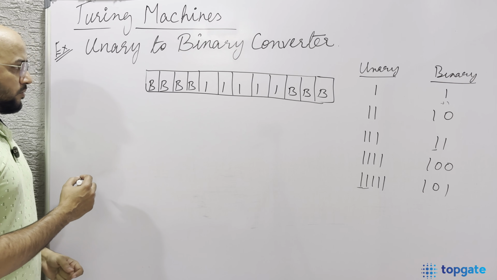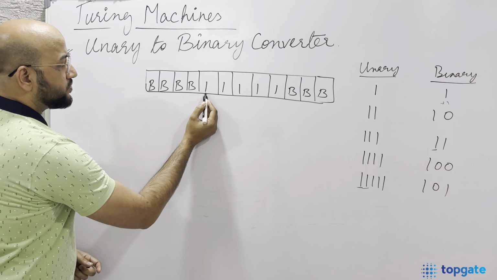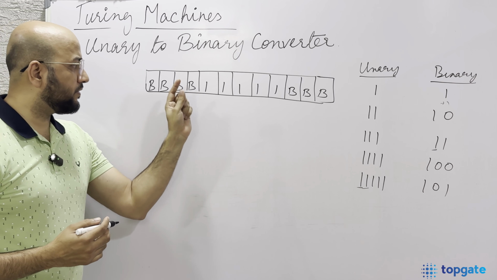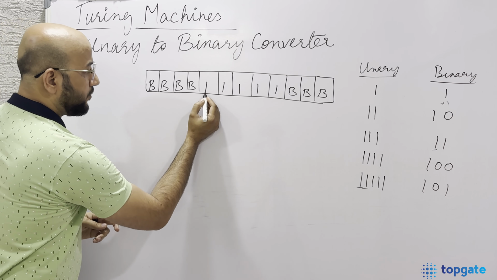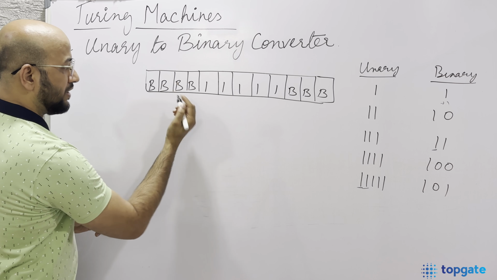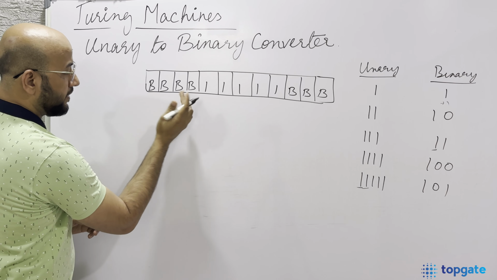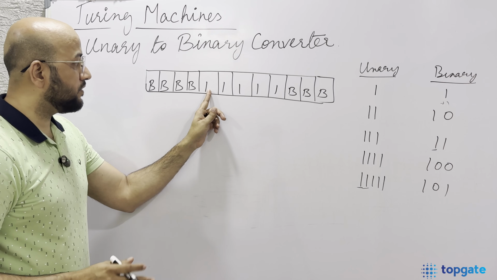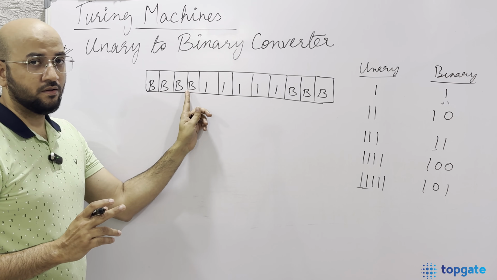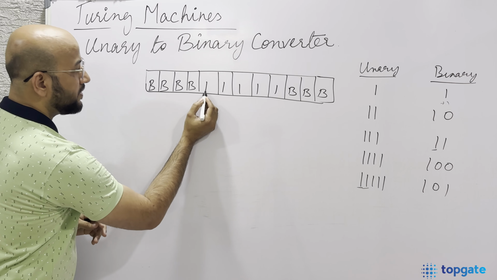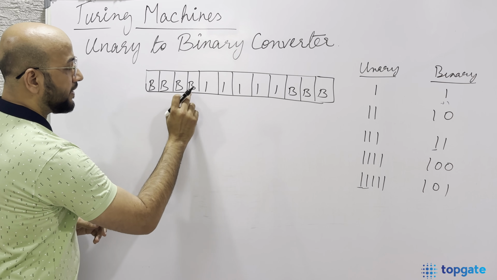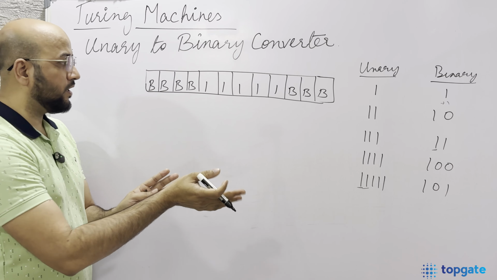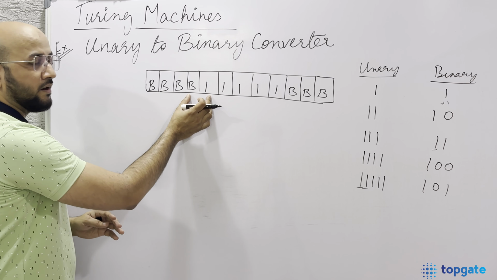Okay, let's design a Turing machine. So the logic is very simple. I'll read this one and I'll change it to X. Why will I change it to X? Just to show that this one has been processed. So I'll read this one, change it to X, go on to the left hand side because this is my output side. Onto this blank, I'll write 1, because I know that 1 in unary will be 1 in binary also. Then I'll again go on to the right hand side. That means one cycle, one iteration, is complete.